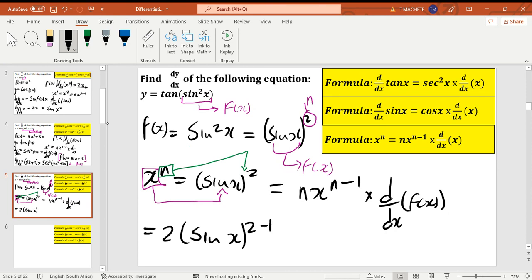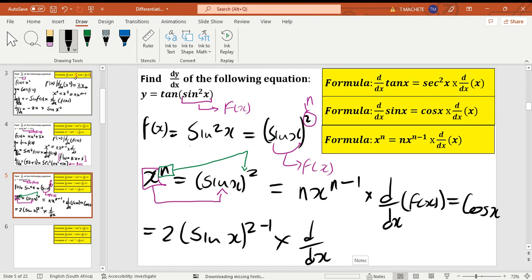So now you're going to get 2 into sine x to the power 2 minus 1, multiplied by your d over dx of sine x. Remember, in this case, your f of x was sine x. So the d over dx of our f of x gave us cos x. Because if you differentiate your f of x, in this case sine x, it will give you cos x.